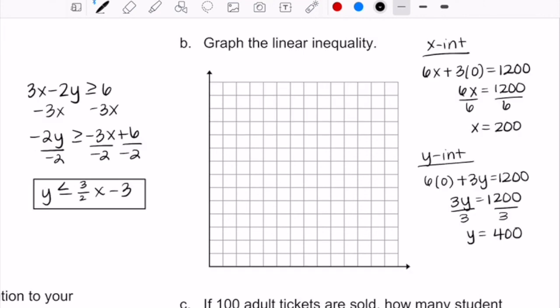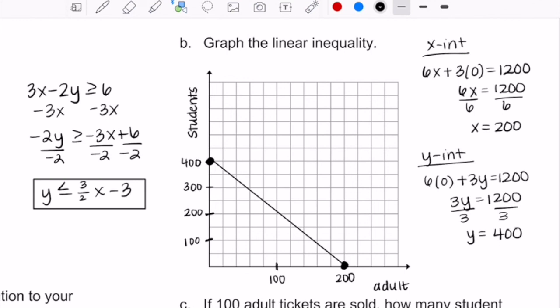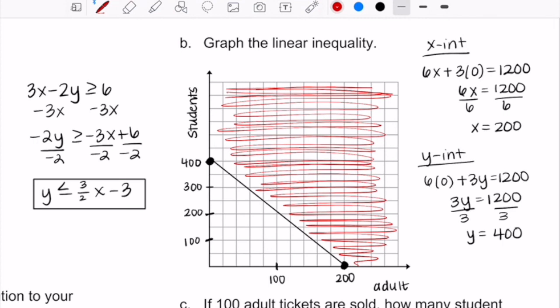I have to pick my scale. Down here on the x-axis, remember this is for adults, I'm going to count by 20s. And then over here on the y-axis, remember this is for students, I'm going to count by 50s because I have to get up to 400 on that side. So my y-intercept is at 400, my x-intercept is at 200. I connect those points with a solid line, greater than or equal to, and then I'll shade in the region of the graph that's above the line because they want to make greater than or equal to $1,200.